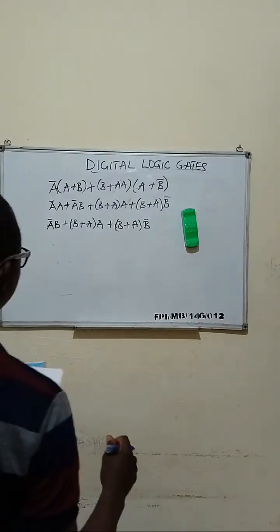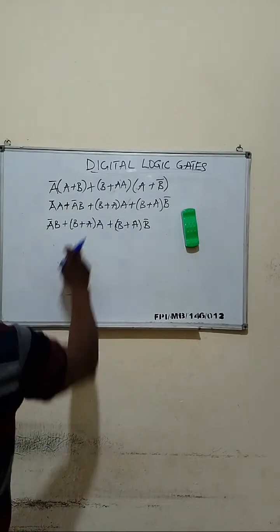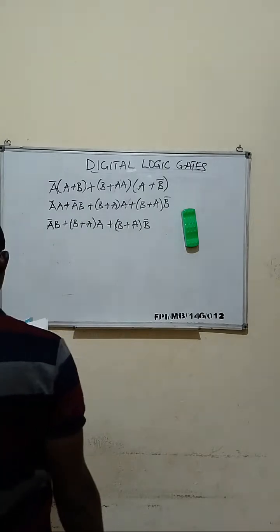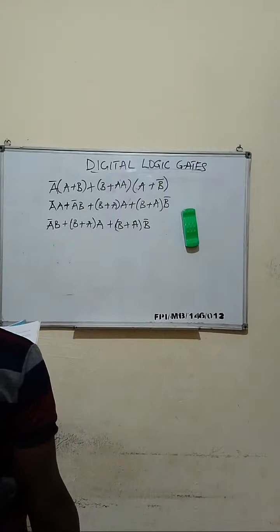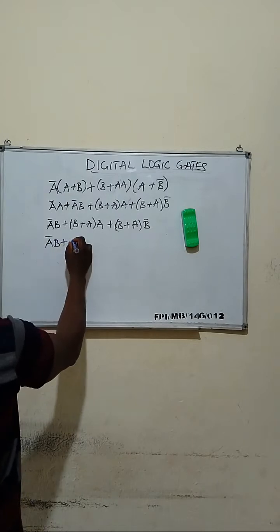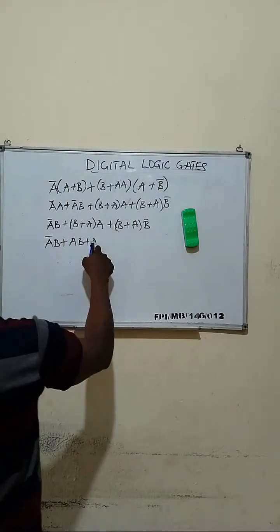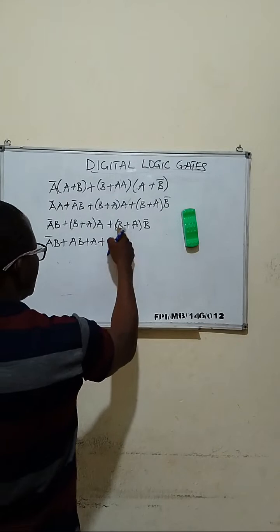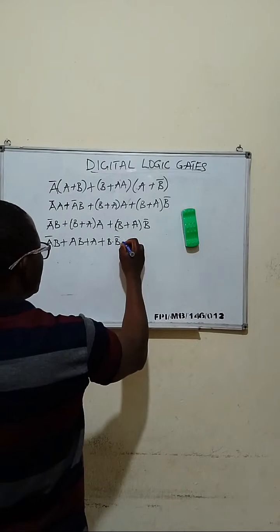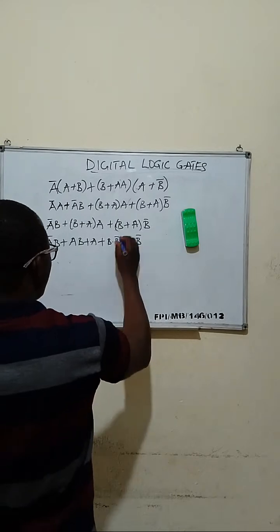Now the way it is now, we can see that we have common terms in these brackets. So it can help us with B plus A into A. We can open up this to simplify something. A bar plus AB plus A dot A, which will be A. Then plus B dot B bar, which will be 0 at the end of the day. Then plus A B bar. So this one will go to 0.